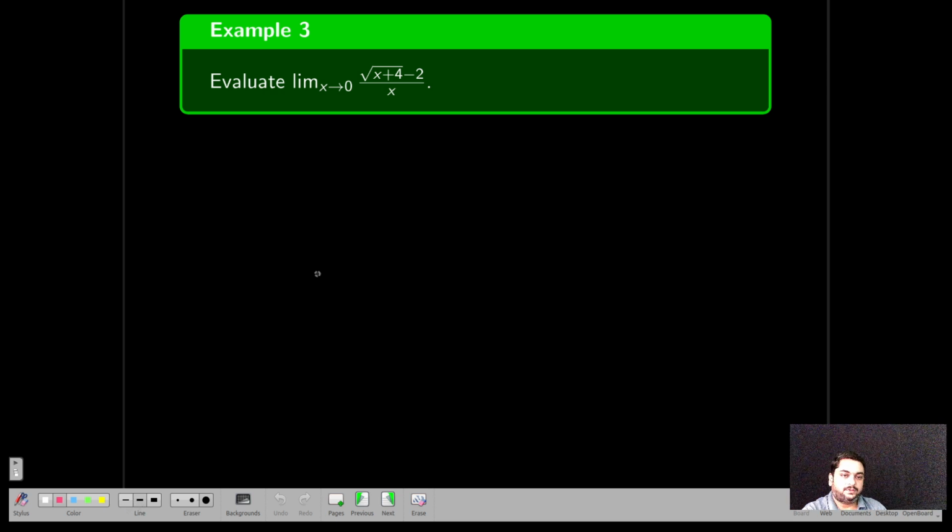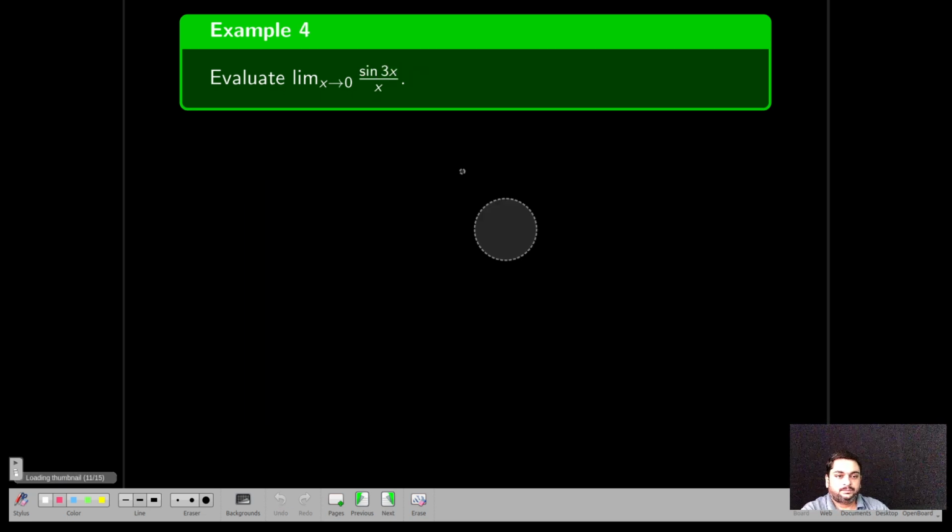Similarly, square root of x plus 4 minus 2 by x. If I put 0 here, what will I get? 2 minus 2 by 0, that is 0 by 0. Again, I can apply L'Hopital's rule. So differentiate this. 1 by 2 into square root of x plus 4, because differentiation of root x is 1 by 2 root x, into the differentiation of this, which is 1. So now I can put x equal to 0. I will get 1 by 4.